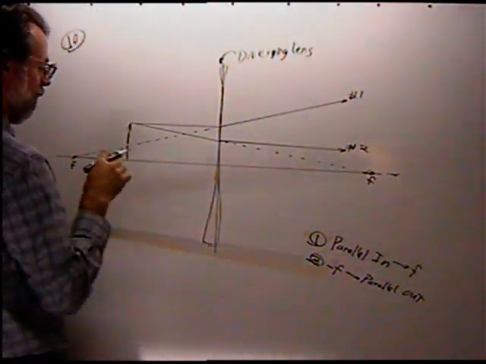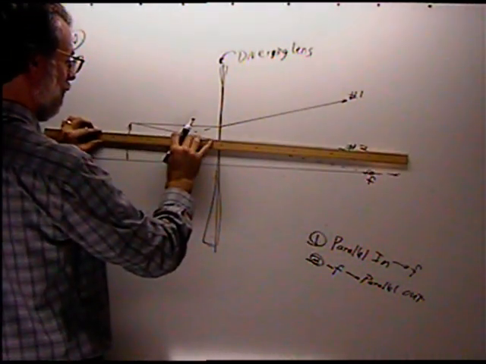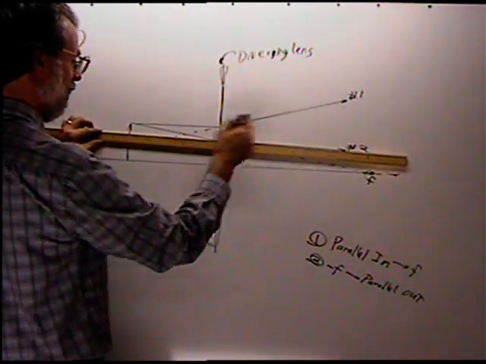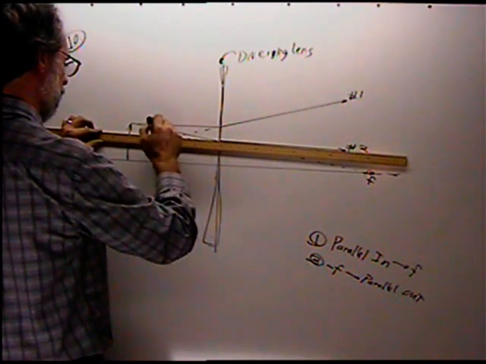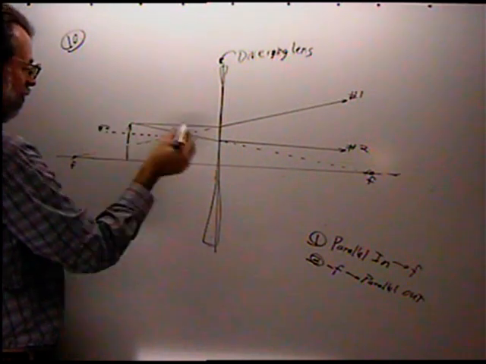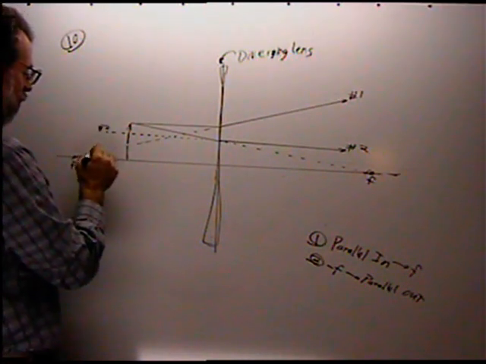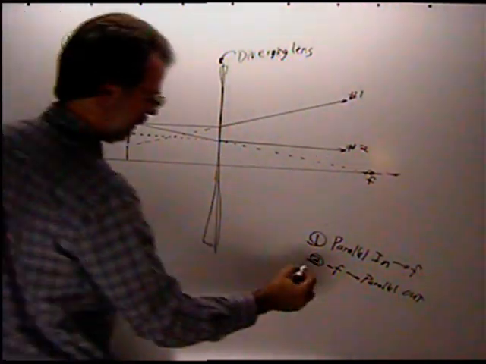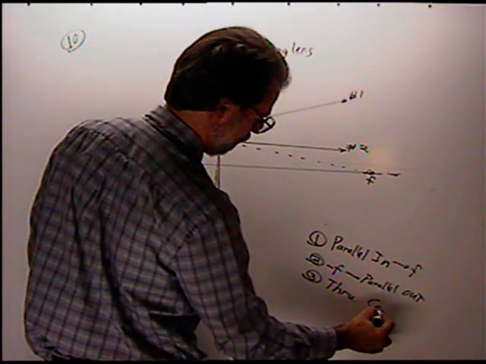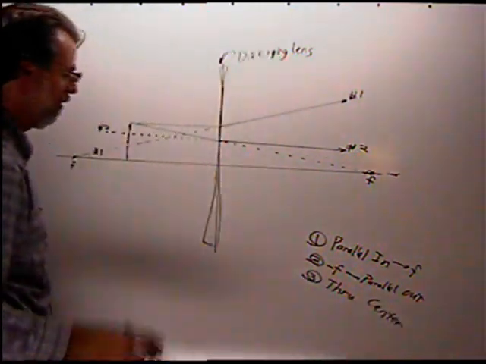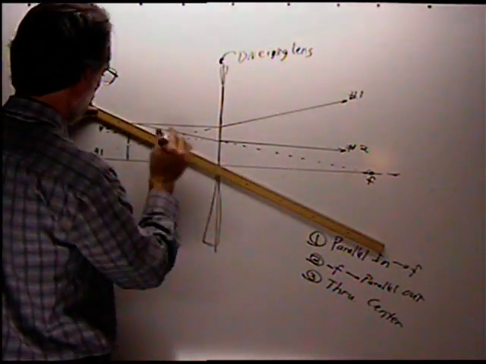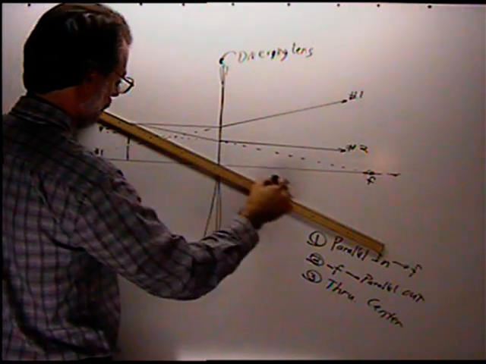Parallel out. Okay, and we can extrapolate a virtual ray back. This ray will look as if it's coming right from here, right along here. So that would be virtual ray number 2 extended backwards. This is virtual ray number 1 extended backwards. Okay, number 3 is through the lens center. Here's the center, and this ray just goes right through like that.